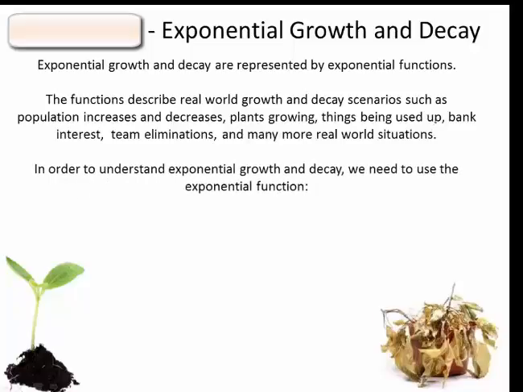In order to understand exponential growth and decay, we need to use the exponential function. And there are two forms of the exponential function. We have y is equal to a times b to the power of x, and a variation, y is equal to c times (1 plus r) to the t.